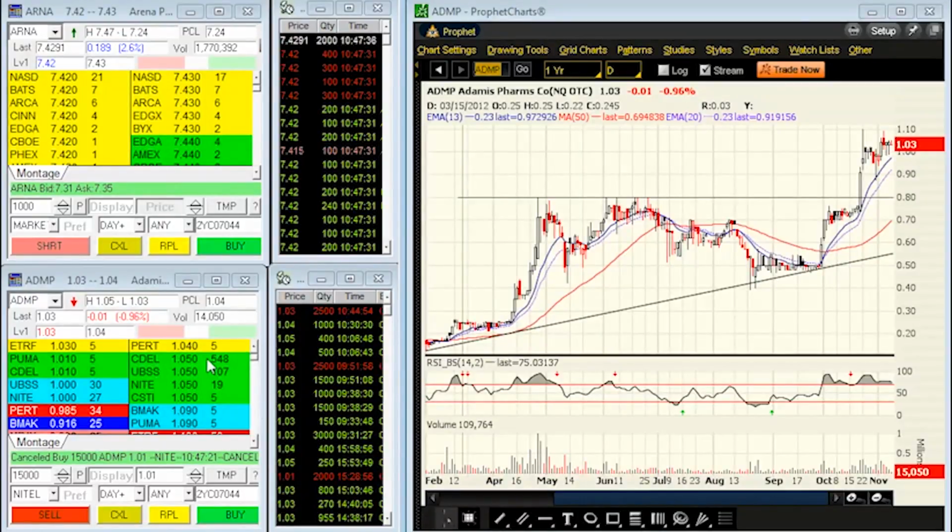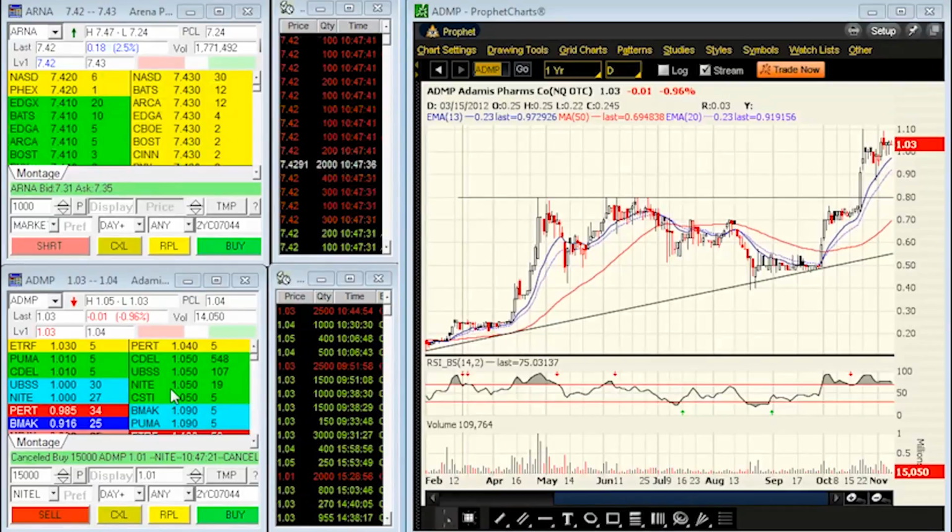So in this case on ADMP, being that I'm long, I watch this all day long, trying to see if buyers are coming in to just try to take out all these sellers at 105. Because if we do break out above this big wall at 105, the chances of us moving higher are very likely, because there's a wall of resistance here.